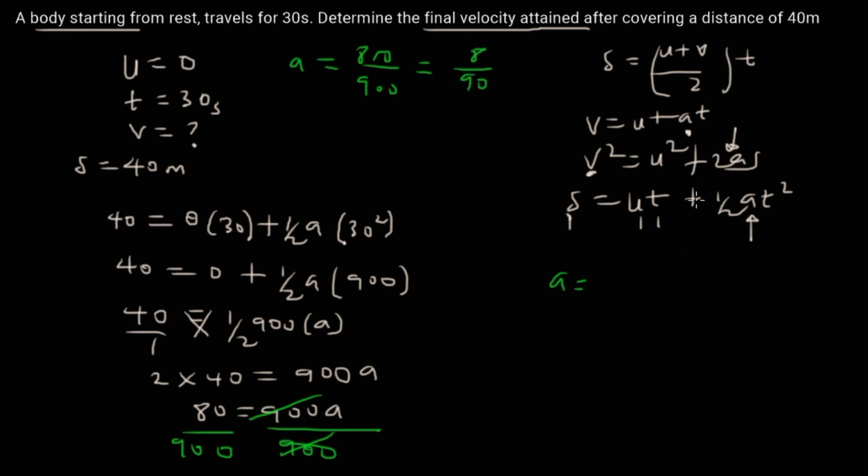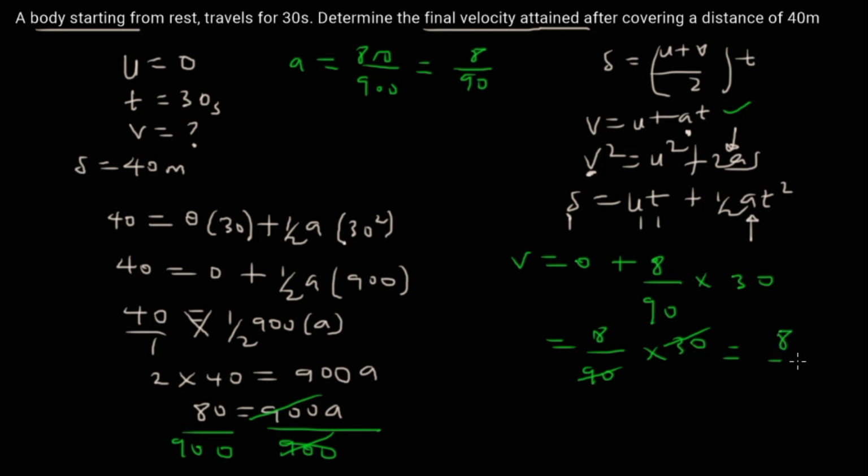Now, in order to find the final velocity v, we can find the final velocity v using this equation: v equals u plus at. So v is equal to u. The u in this case is 0, then the a in this case is 8 upon 90, and then the time in this case is just 30. So that is 8 upon 90 multiplied by 30. 30 can divide 90 in 3 places, so that we'll have 8 upon 3. So the velocity is equal to 8 over 3 meters per second.